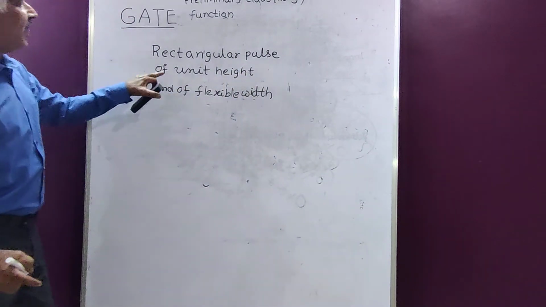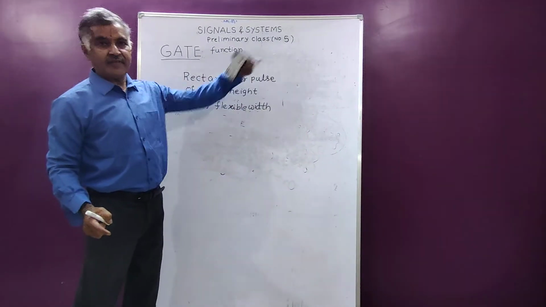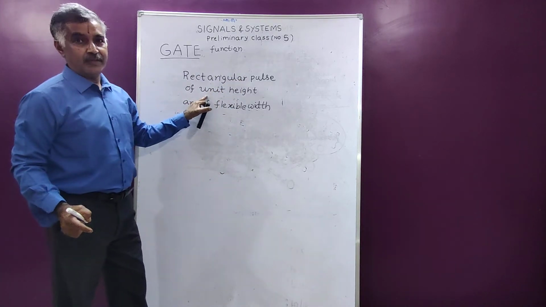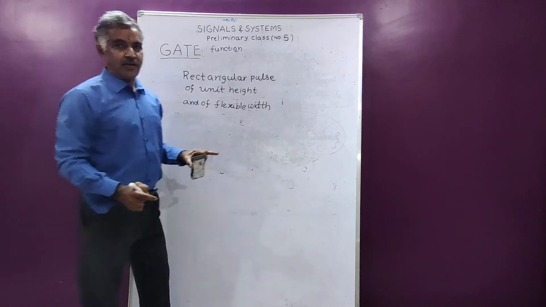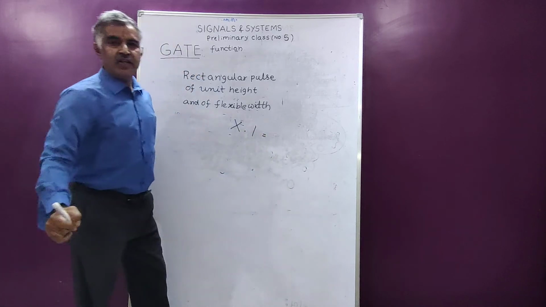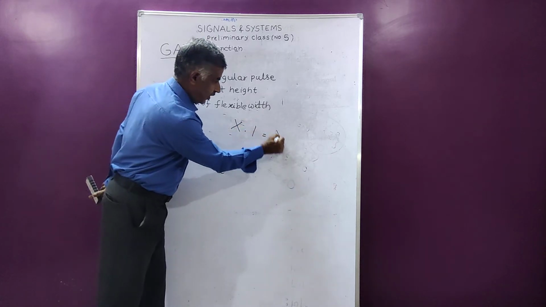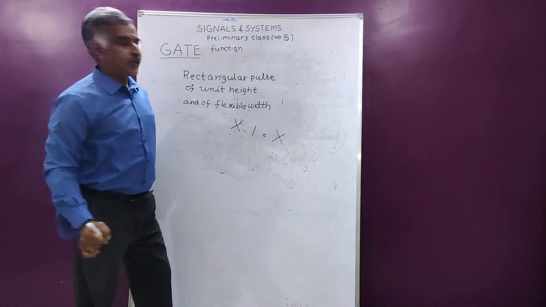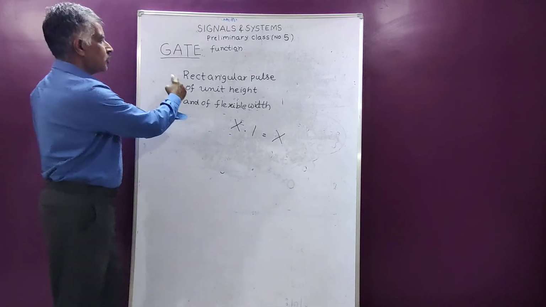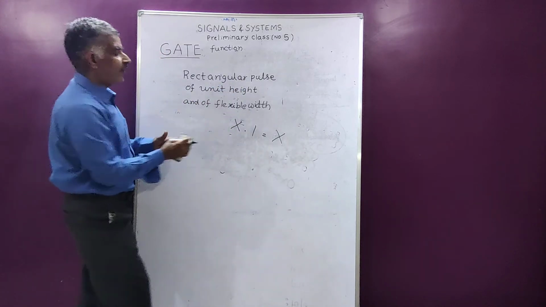Now the question arises, why is it of unit height? Because this gate function is to be multiplied with other functions, and it should not alter their value. That is why we take unit height. You have come across this in digital electronics. On multiplying x with 1, is there any change in the value of x? No. x multiplied by 1 is x, so the value is unaltered. Is it not? So 1 is called the identity element. So here also, the gate is a rectangular pulse of unit height and of flexible width.